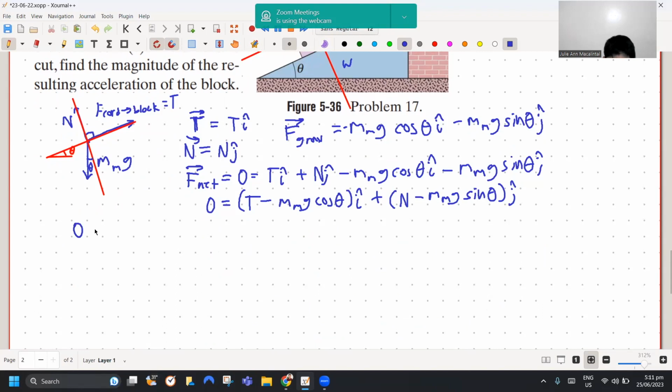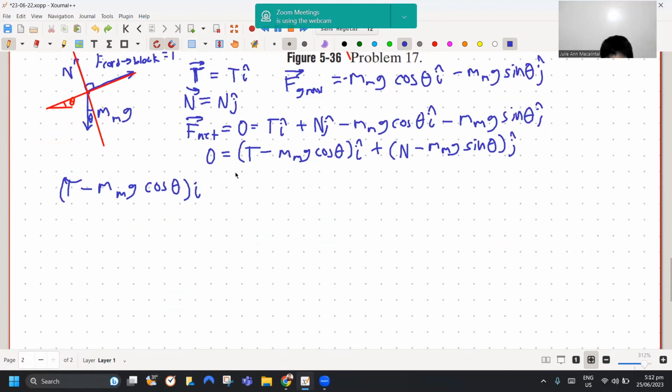Okay. So the x component is, so 0 is equal to, remember, components lang. Yung x, lahat ng x equals lahat ng x sa kabila. So wala nang i hat. That's going to be equal to 0. Ngayon, yung y component naman, that's also going to be 0.